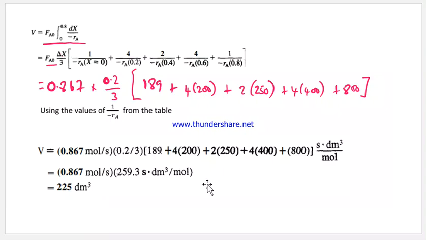If we evaluate that, we are going to get 225 dm³, which is the evaluation using the 5-point quadrature formula. So, ladies and gentlemen, that is how to apply numerical integration to an integral whose function is given as numerical values.